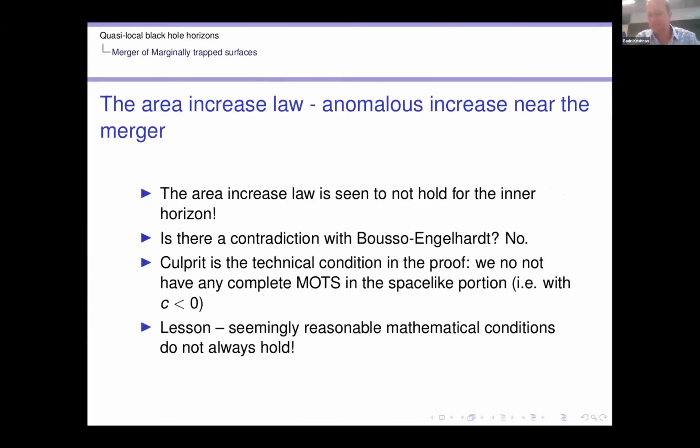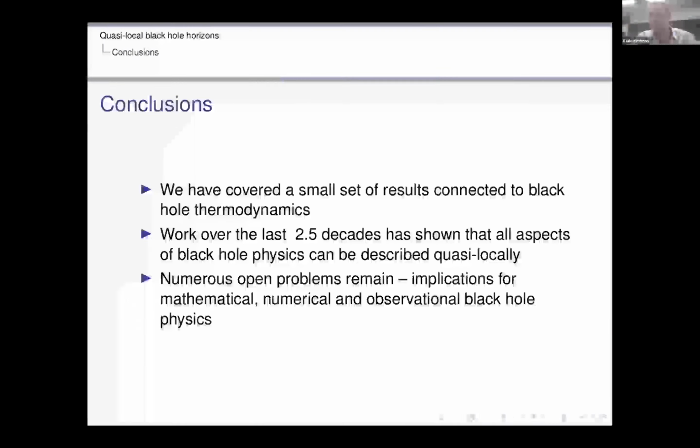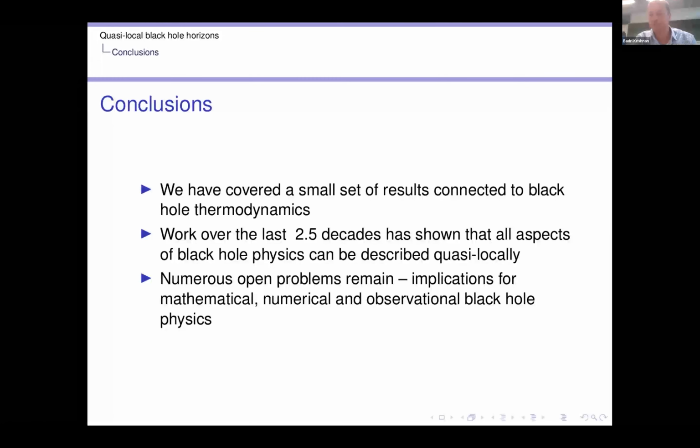So let me then close the lectures. We have covered a very small set of results connected to black hole physics and thermodynamics in these 3 lectures. I hope to give you at least some flavor of this approach to black hole physics. The work over the last 2.5 decades has shown that almost all aspects of black hole physics can be described quasi-locally. There are numerous open problems, mathematically, numerically, and observationally, in this formalism, and this has implications for black hole physics. Thank you, and I'll take any more questions if you have.